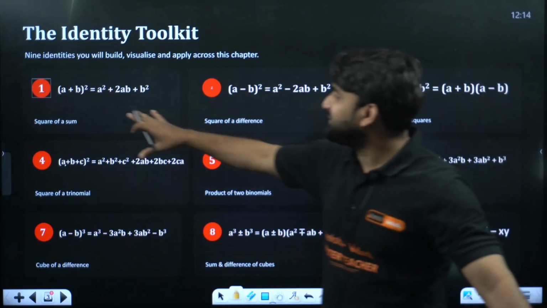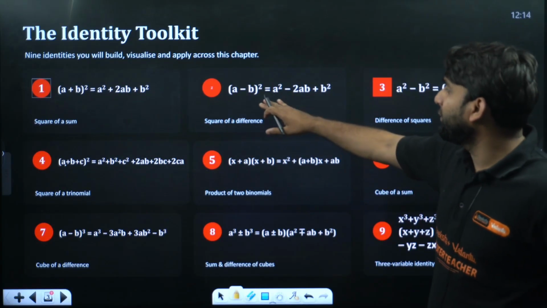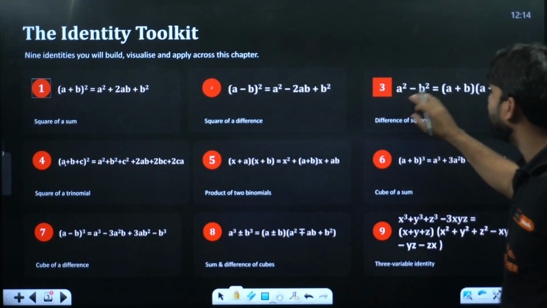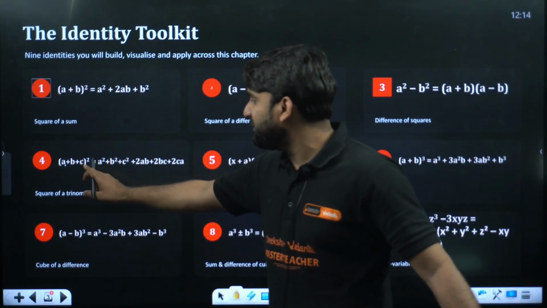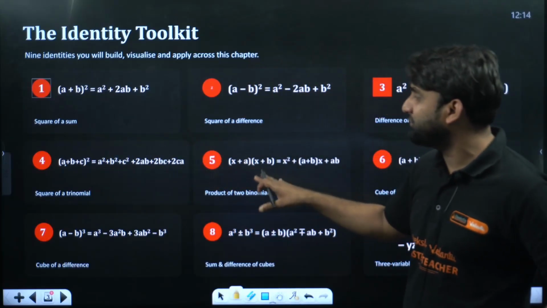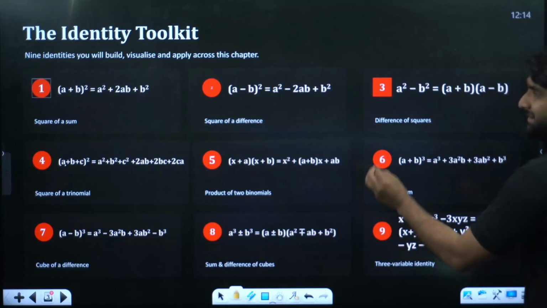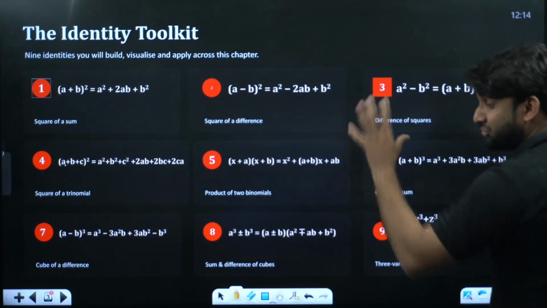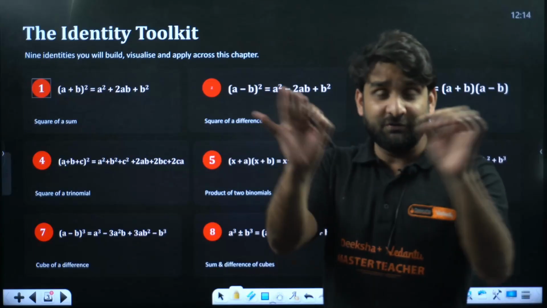So the first identity is (a + b) whole square = a² + b² + 2ab, (a − b) whole square = a² + b² − 2ab, a² − b² = (a + b)(a − b). This is the square of a trinomial: (a + b + c) whole square = a² + b² + c² + 2ab + 2bc + 2ca. There are almost 9 algebraic identities. They are the most popular and most widely used identities in the field of academics.